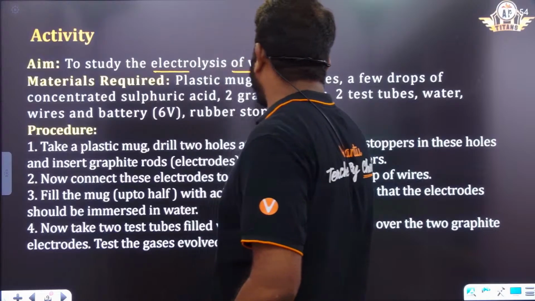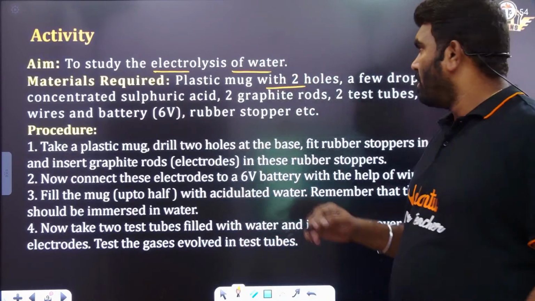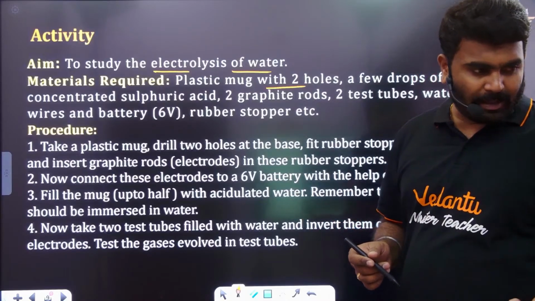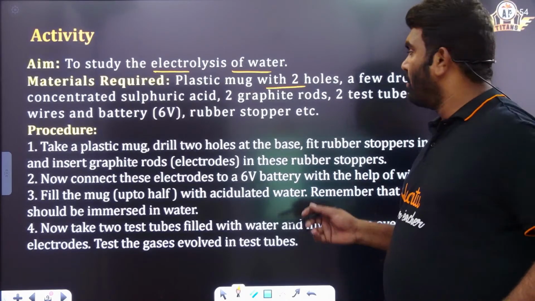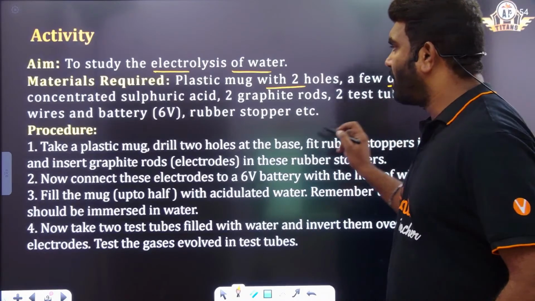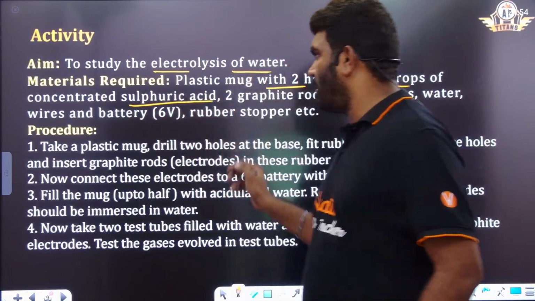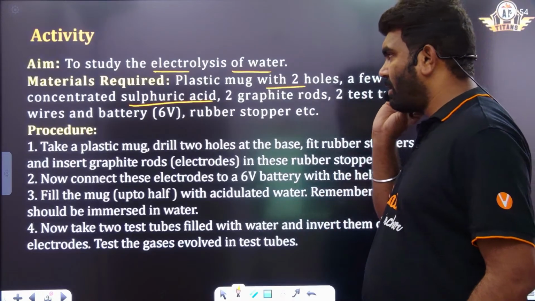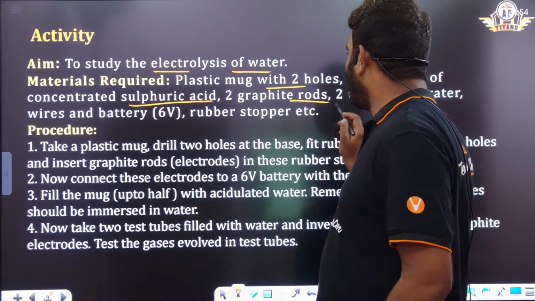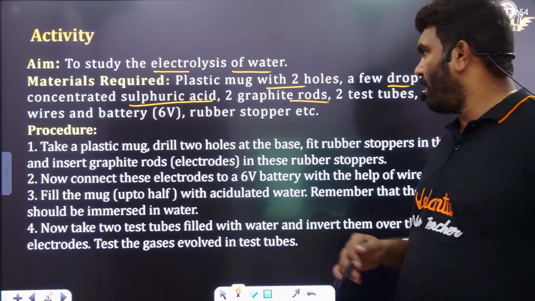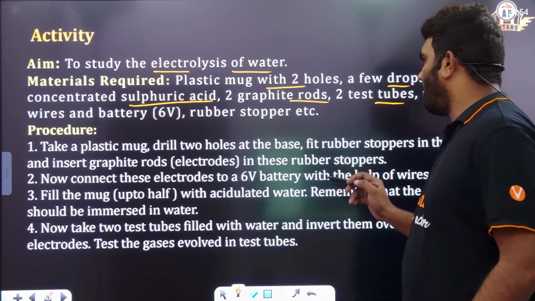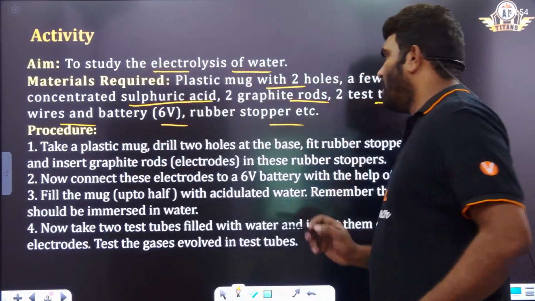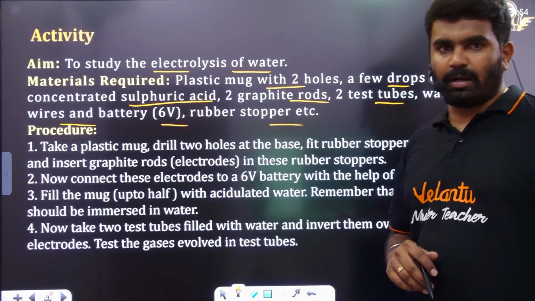For that we need a plastic mug. Okay, so with 2 holes, we have to put 2 holes in the mug. Then a few drops of concentrated sulfuric acid, and 2 graphite rods, 2 test tubes, and water, wires and a 6 volt battery, rubber stopper and so on. Okay.